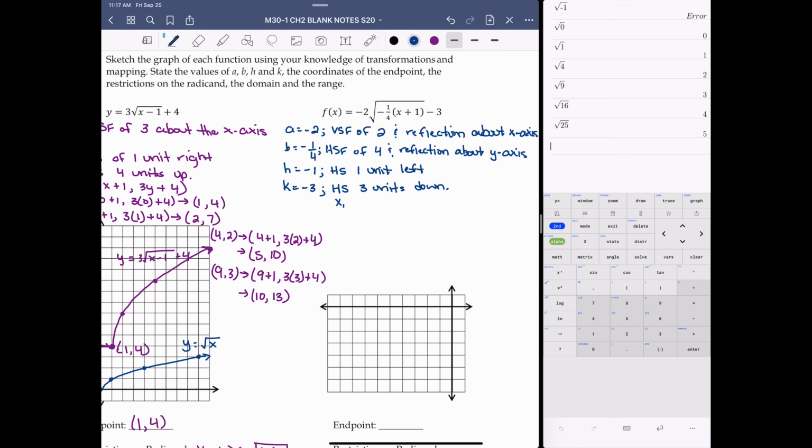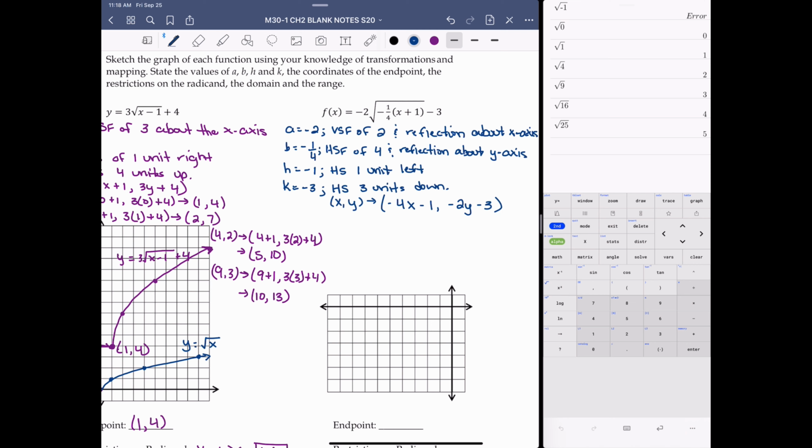Let's use mapping notation. In general, a point x, y on the original function square root of x would be transformed in the following way. The x values have a horizontal stretch of 4 and a reflection about the y-axis, so they would be -4x, and then they have a shift left 1, so minus 1. Y values have a vertical stretch of 2 and a reflection about the x-axis, so -2 times y, and then they have a vertical shift down 3, subtract 3.